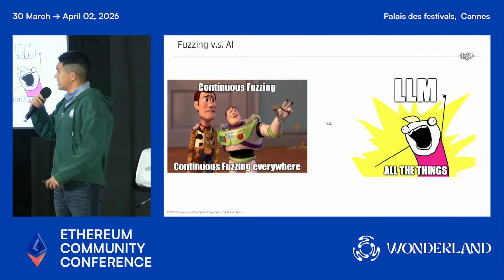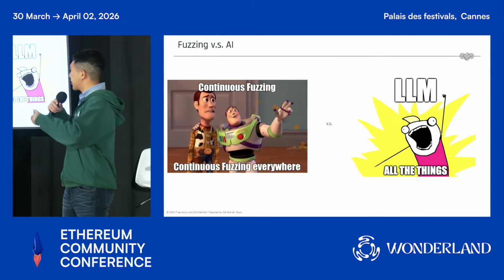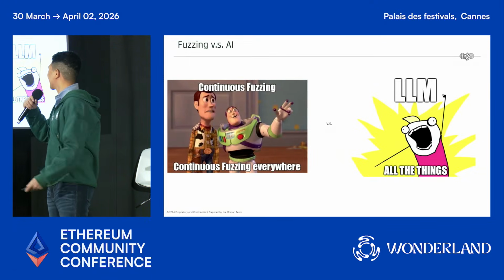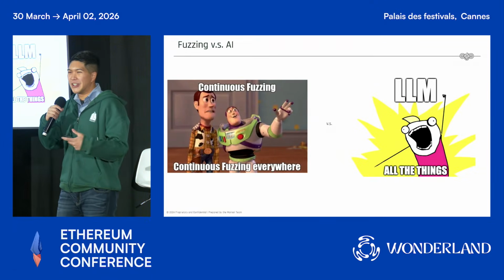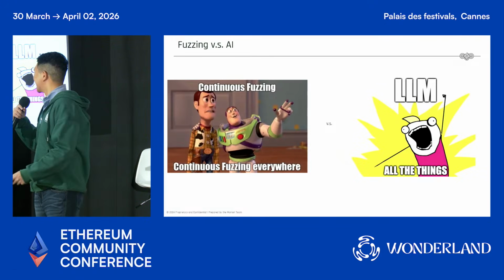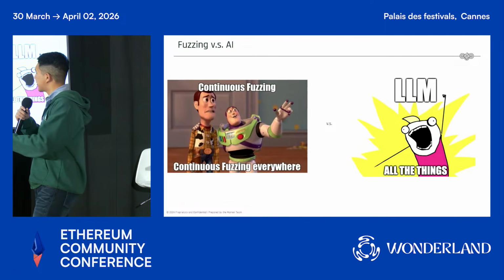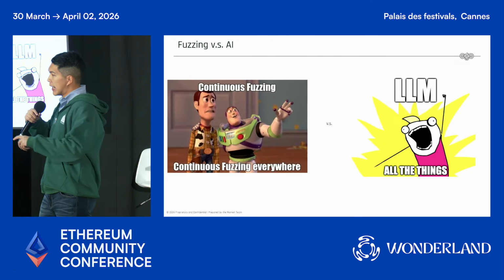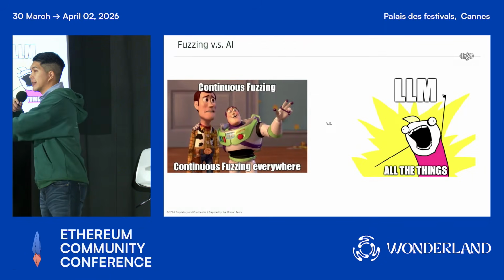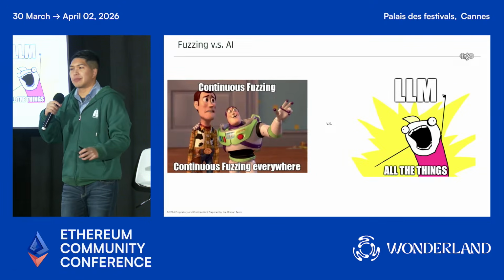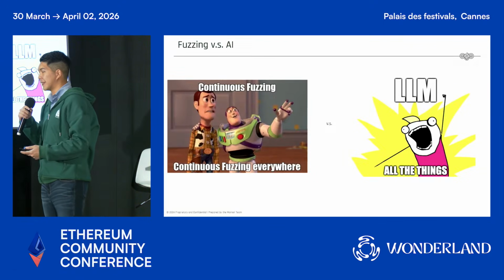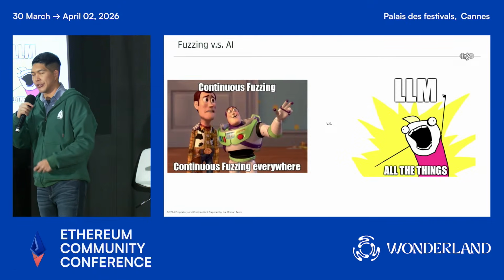First of all, fuzzing and AI. Should we fuzz everything, or should we just use AI, LLMs, to replace the whole security process? In the end, of course, the answer is a mix of both. But how do we mix both? This talk is more about how we use AI to help the fuzzer. At the end of the talk, I will share maybe my 2 cents on how a fuzzer can actually help AI on security as well.